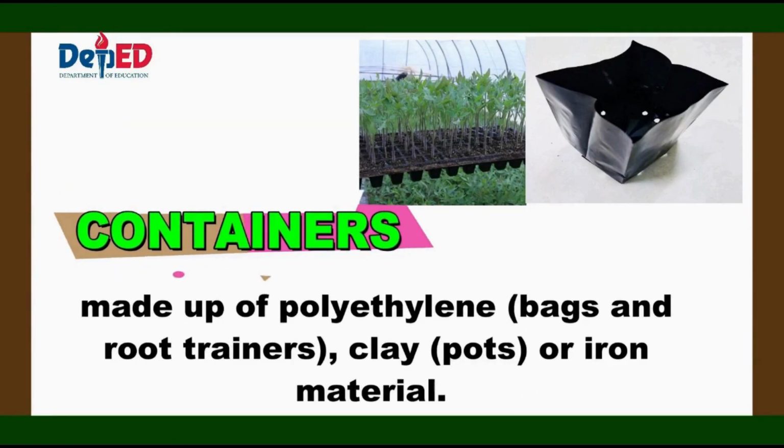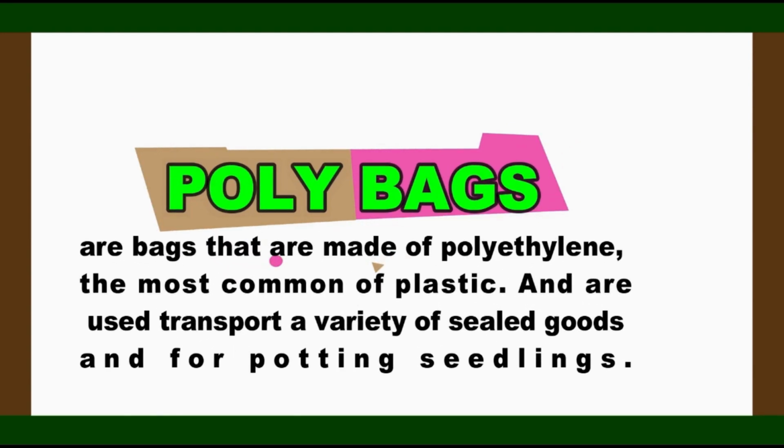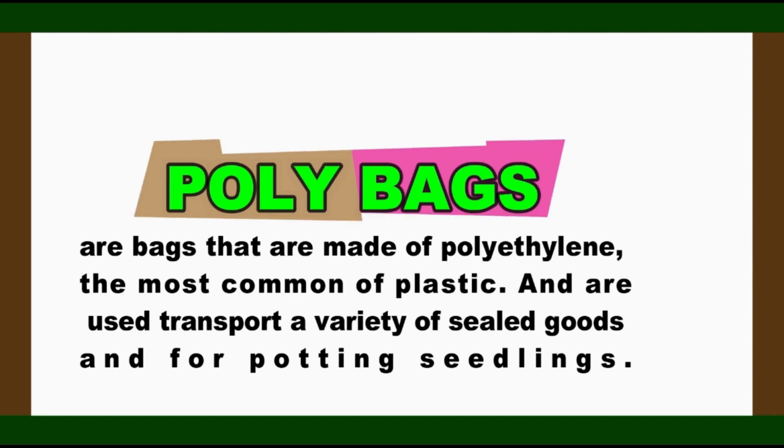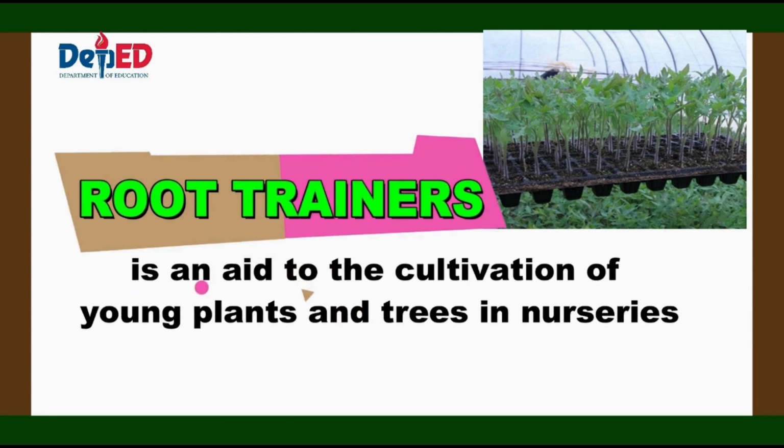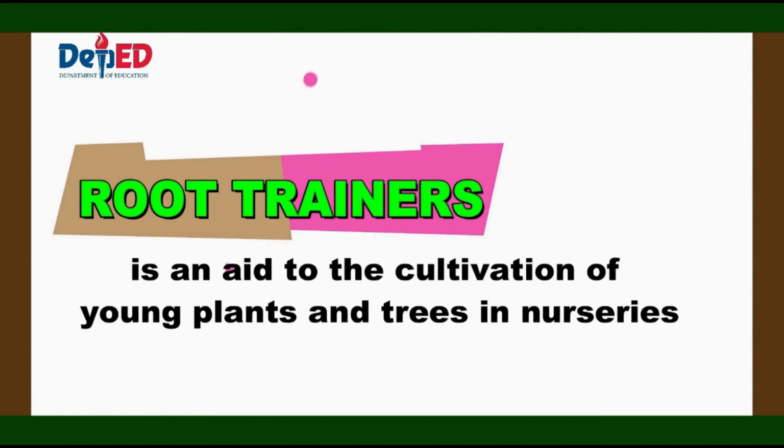Containers made of polyethylene: bags, pot, and root trainer. Polybags are bags that are made of polyethylene, the most common of plastic, and are used to transport a variety of sealed goods and for potting seedlings. Root trainers is an aid to the cultivation of young plants and trees in nurseries.